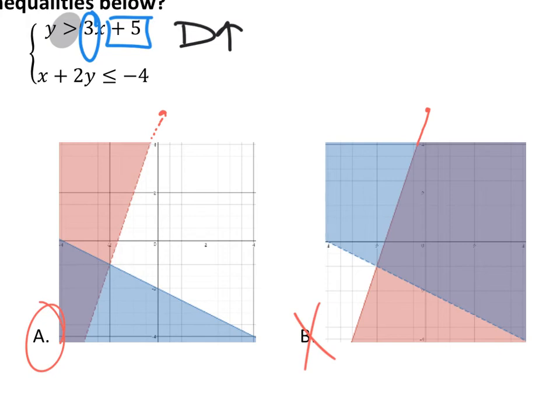The second way that a multiple choice test that you're going to take next class may ask you a question about systems of inequalities is skill number 3. Look over at skill number 3.